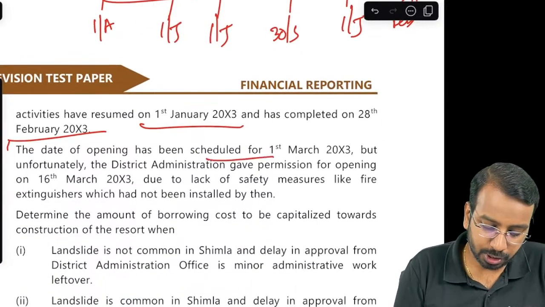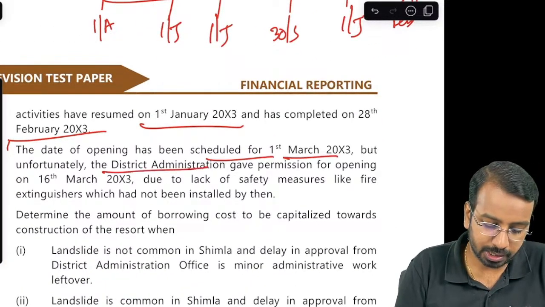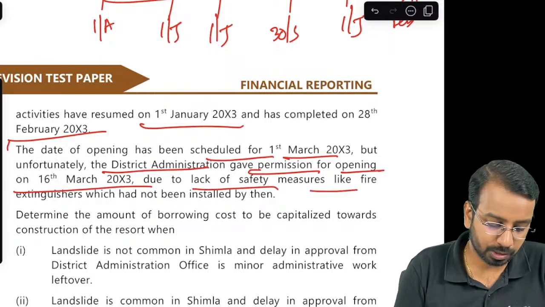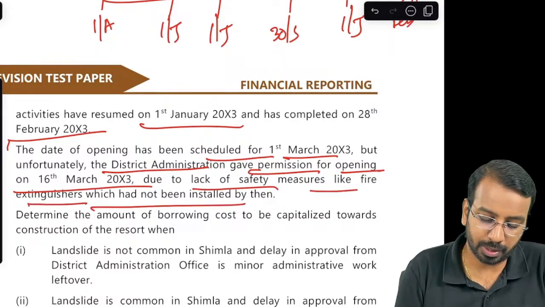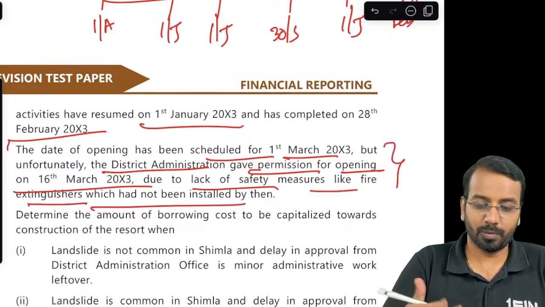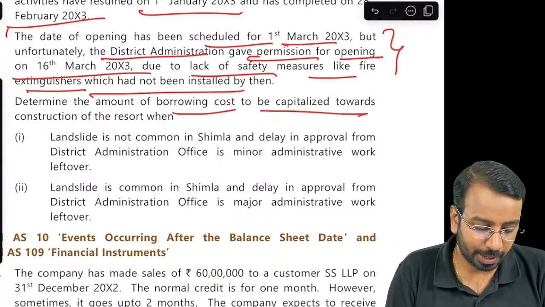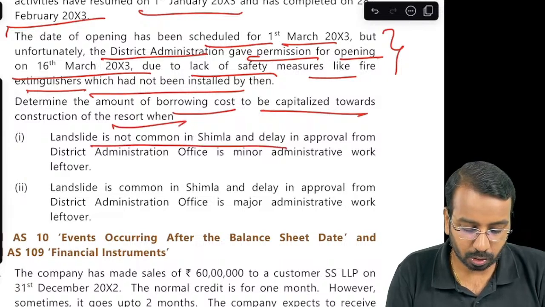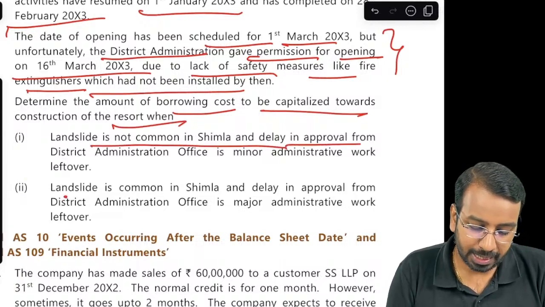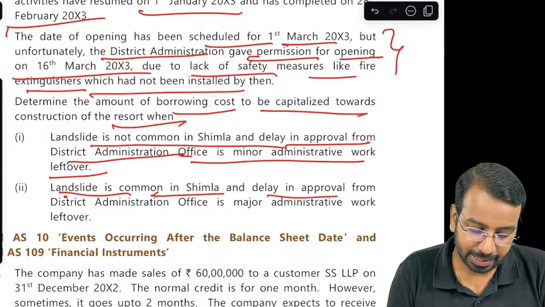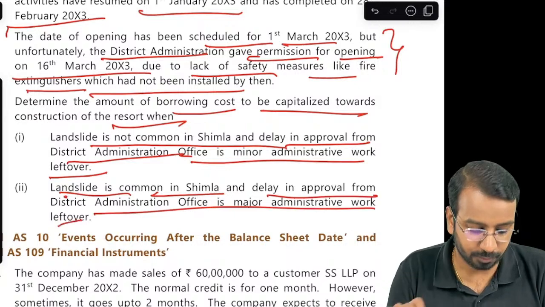Date of opening has been scheduled for 1st of March, but unfortunately the district administration gave permission for opening on 16th March due to lack of safety measures like fire extinguishers, which had not been installed by them. Now this is a minor thing, right? So we'll see if any additional information is there. Determine the amount of borrowing cost to be capitalized towards construction of the resort if landslide is not common in Shimla and delay in approval from the DAO is minor administrative work. Then, landslide is common in Shimla and delay in approval is major administrative work.